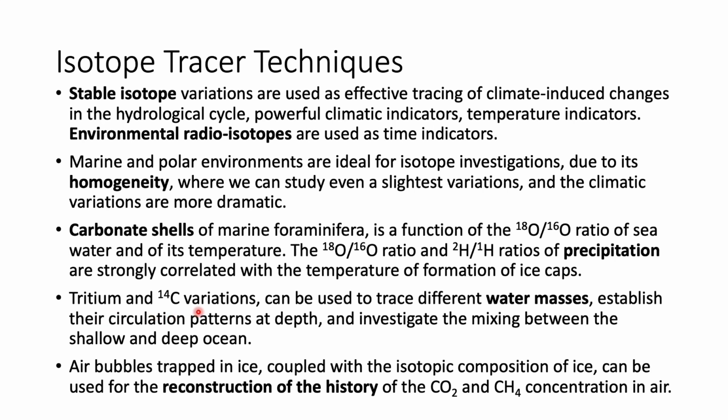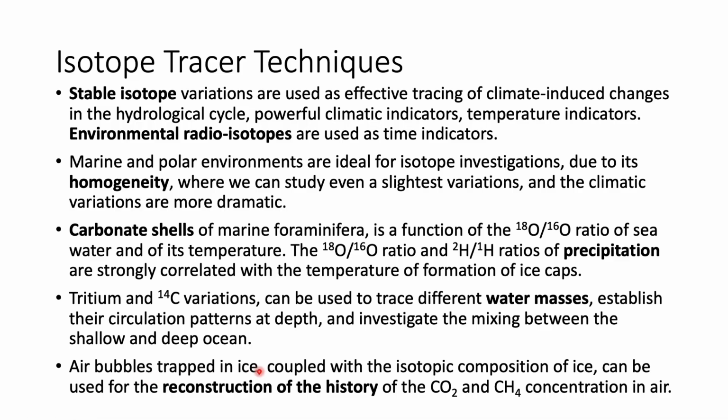Tritium and carbon-14 variations can be used to trace different water masses. This is another important thing we can study, and we can also establish their circulation pattern at depth and investigate the mixing between the shallow and deep ocean. What is required here is H3 and C14 quantity variation, because these are tracer isotopes. There is a small amount of change in these kinds of isotopes. Based on that we can say what the origin was and how they moved from one place to another. All those things we can study.